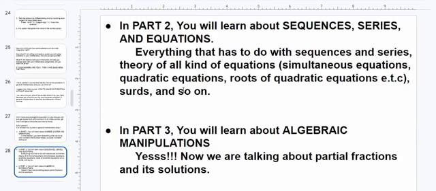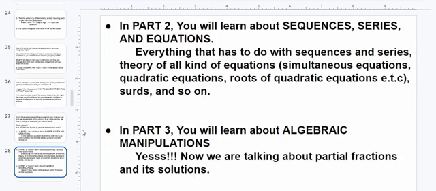So in part three, you'll be learning about algebraic manipulation. Yes, now you are talking about partial fraction and its solution. That's what you're going to be learning in part three. Part three, just focus on that because there is a lot to learn in that kind of questions.